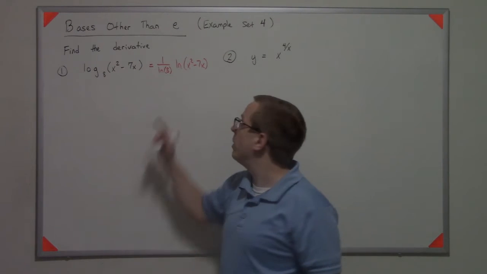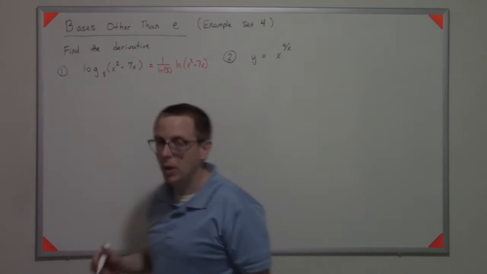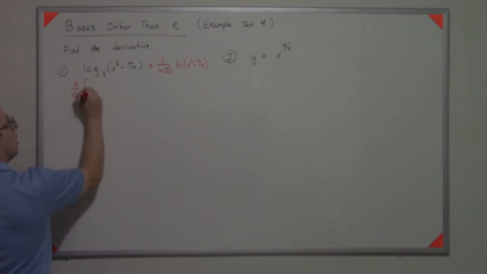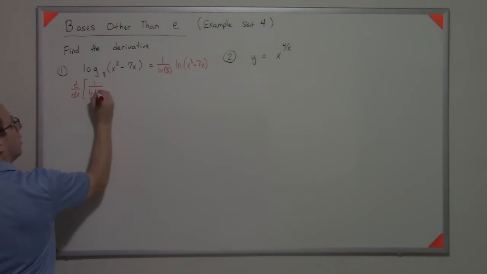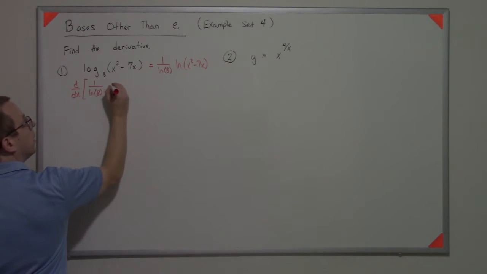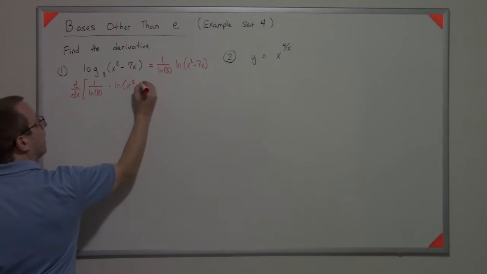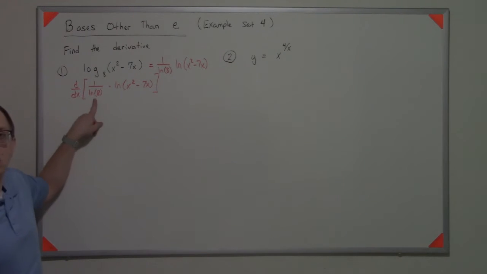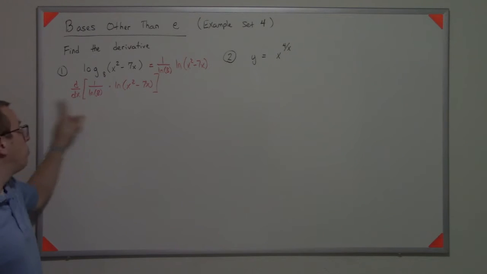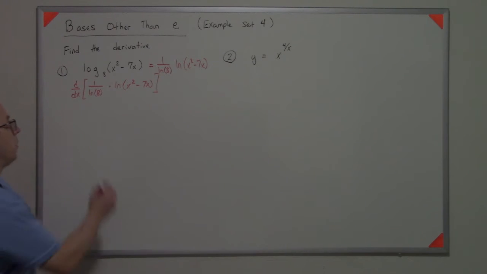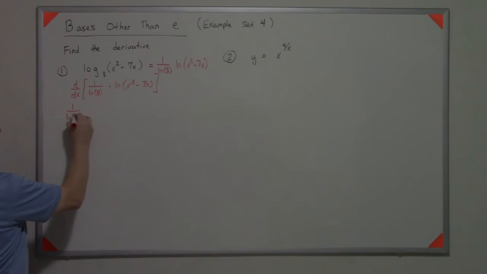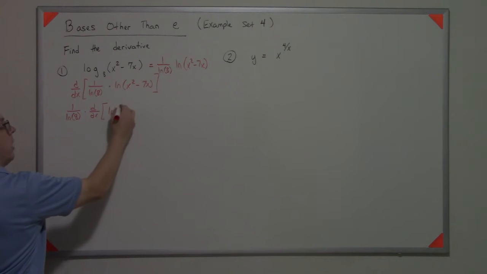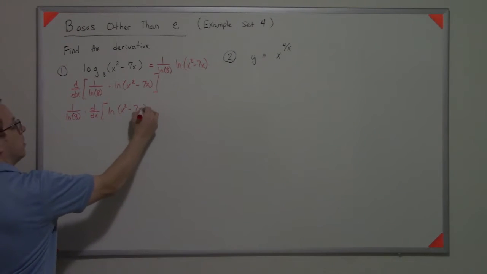So if I need to take the derivative of this function, I'm going to rerun it that way. Now this is just a constant, so it doesn't matter. We can pull it out. We don't have to worry about its derivative. So we say 1 over natural log of 8 times the derivative of natural log of x squared minus 7x.